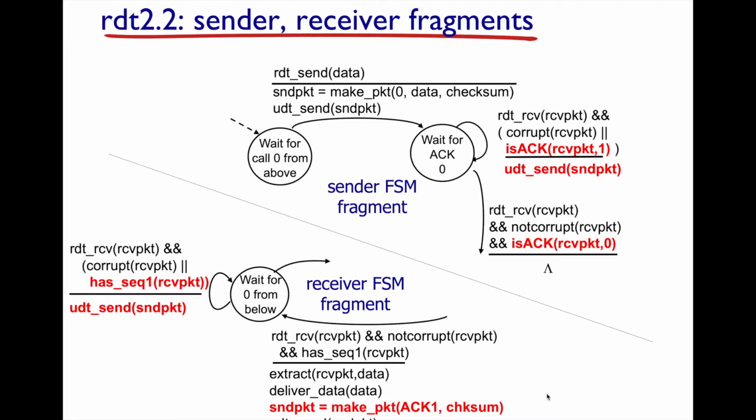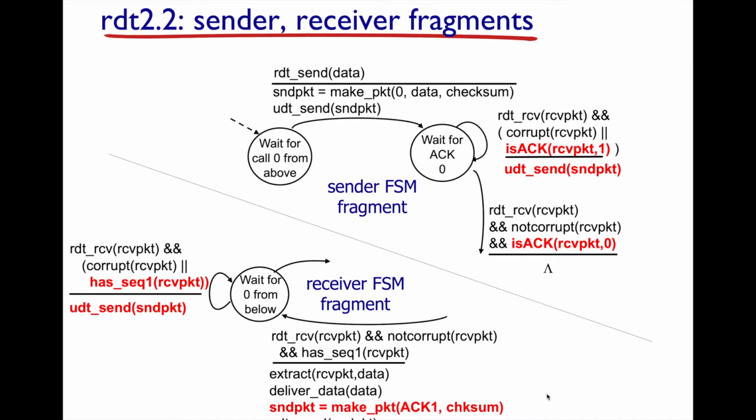Now, conceivably, you have already sent this ACK with 1, and now you're waiting for sequence number 1 to come back, or sequence number 0 to come back. So one thing that can happen, you get your receive event, you check to see if it's corrupt, and then you check to see if it has sequence number 1. Now you're waiting for 0 from below. You're not waiting for 1. So if you get sequence number 1 as a receiver, you're going to resend that ACK, right? Because you've already acknowledged 1.